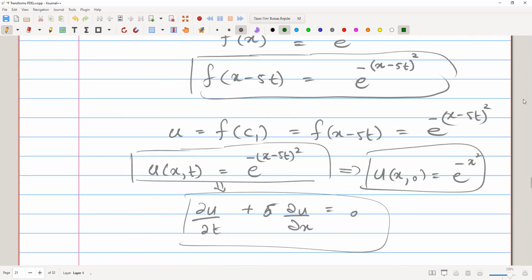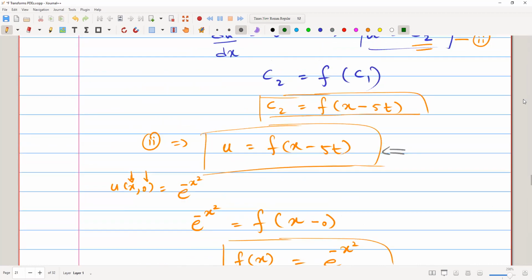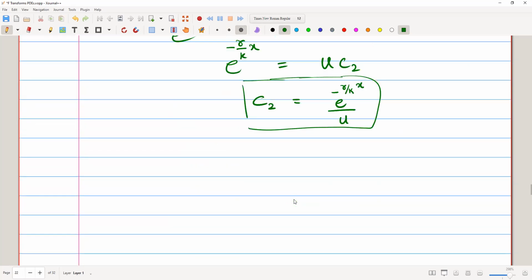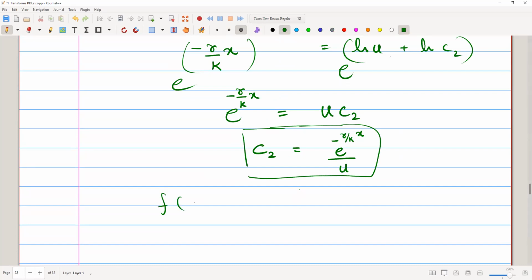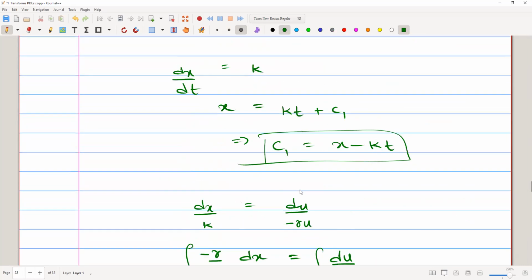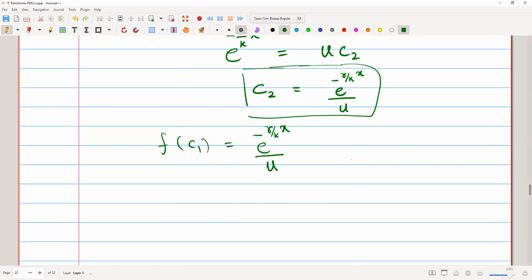Just what we did here, it was u equals C2, we found u equals C2, but C2 is actually a function of C1. So I can write function of C1 in place of C2. So we can write function of C1 equals e to the power negative r over kx divided by u. So now we can apply the initial condition, but after plugging this x minus kt, so f of x minus kt equals e to the power negative r over kx divided by u.